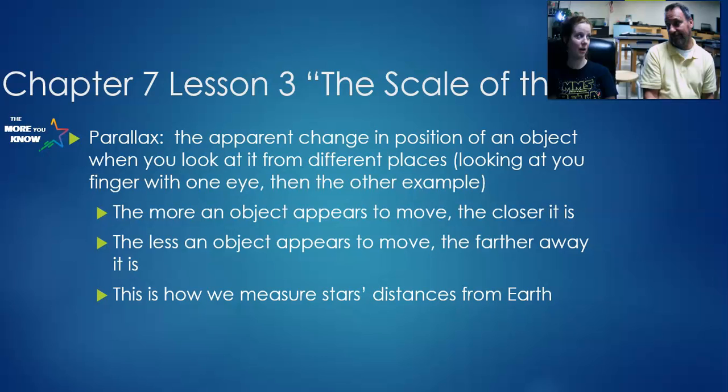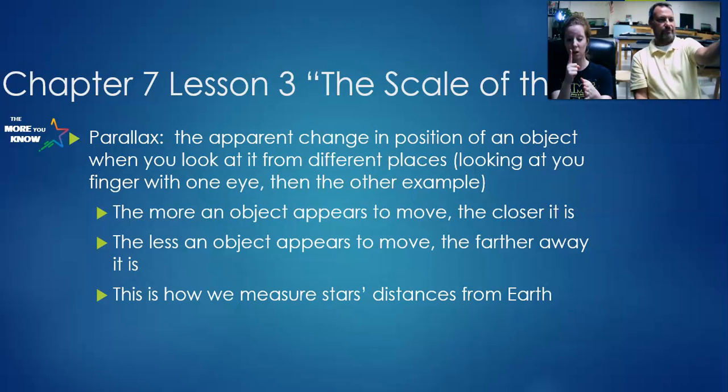Parallax. Sounds weird, but isn't that complicated. It is the apparent change. Notice that word, apparent. That means it seems like it moves, but it's not actually going to move. And you can experience parallax. You've probably done this before when you're bored. If you stick your finger in front of your face and look at an object kind of close to you back behind your finger, if you close one eye and then close the other one, the object kind of looks like it moves.